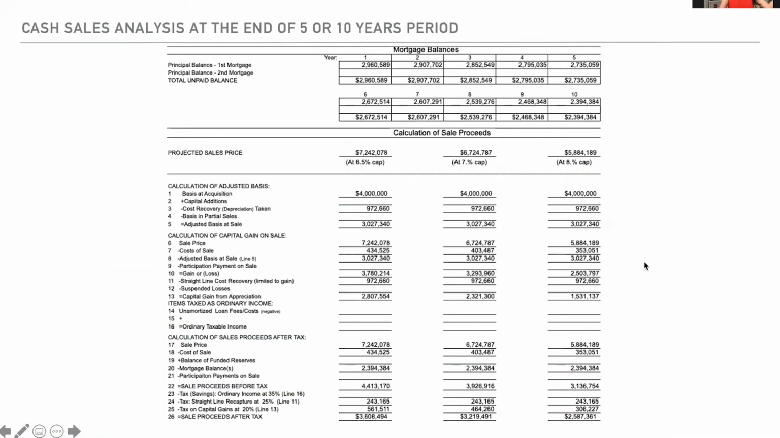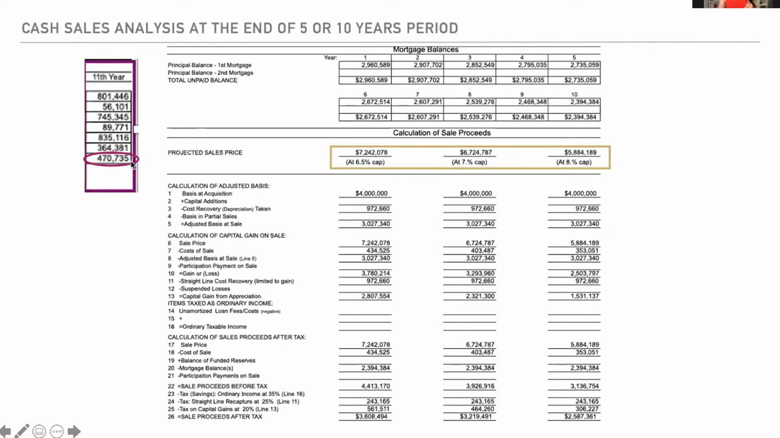Okay, now the next one. Based on all that cash flow, now you know, right? Remember we had the 11th year net operating income. This sheet is called cash sales analysis, assuming you're going to sell it at the 10th year. At the 10th year, remember we had 3 cap rates that we talked about, so we're going to use 3 different scenarios. This was the net operating income from the 11th year that we calculated based on our assumption, and these are based on the net operating income and the cap rate. Now we projected what the sales price is going to be for these 3 scenarios. So it looks like it could be as good as 7.2 or 6.7 or 5.8.